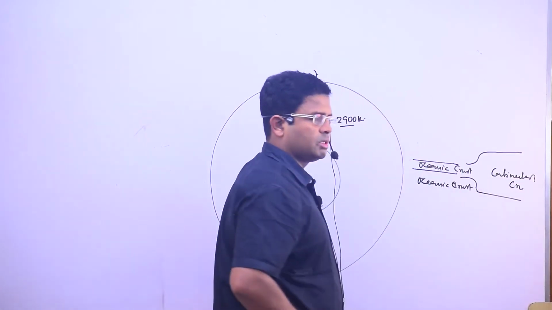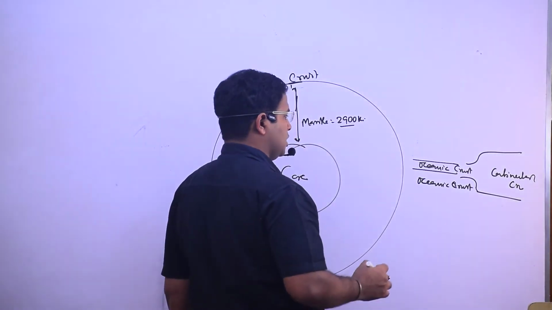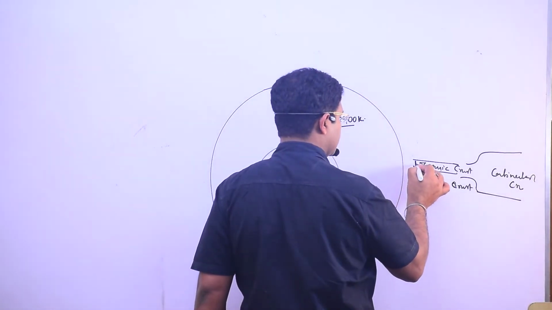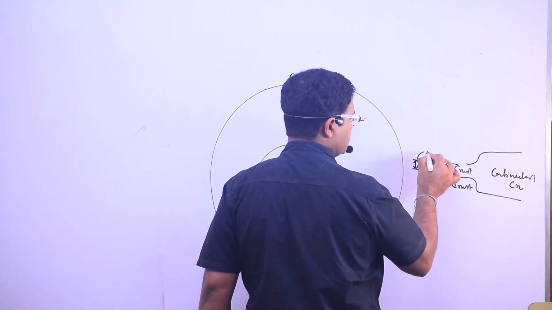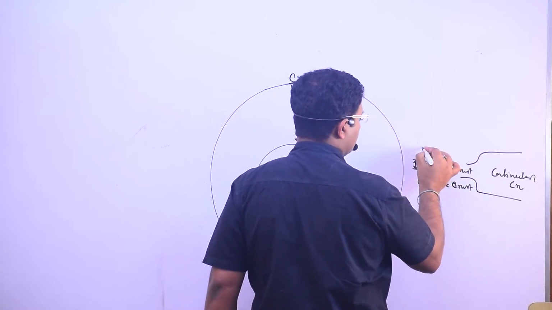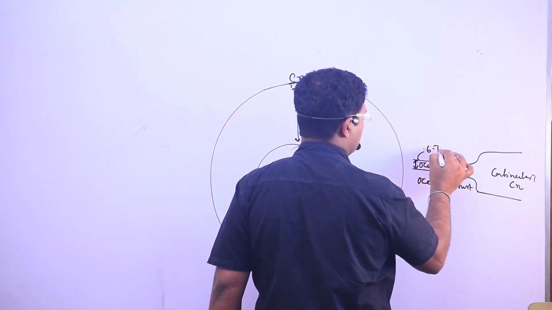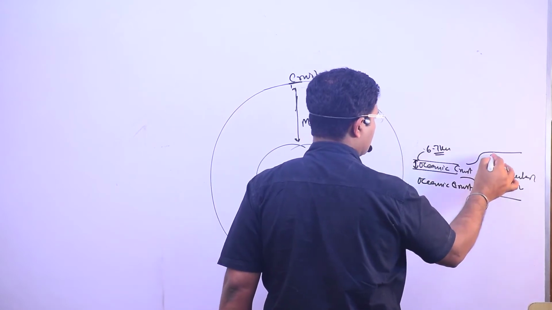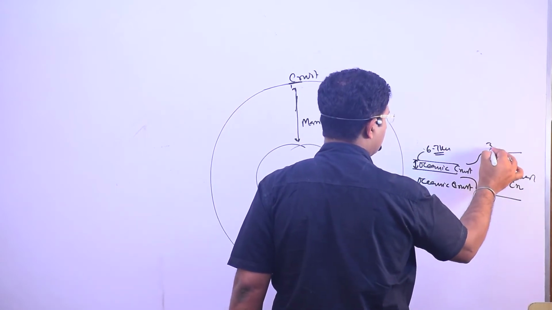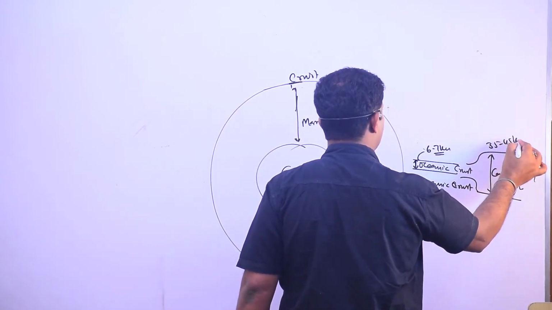Two types of crust are there. Oceanic crust is around 6 to 7 kilometer thick, and continental crust is 35 to 45 kilometer thick.